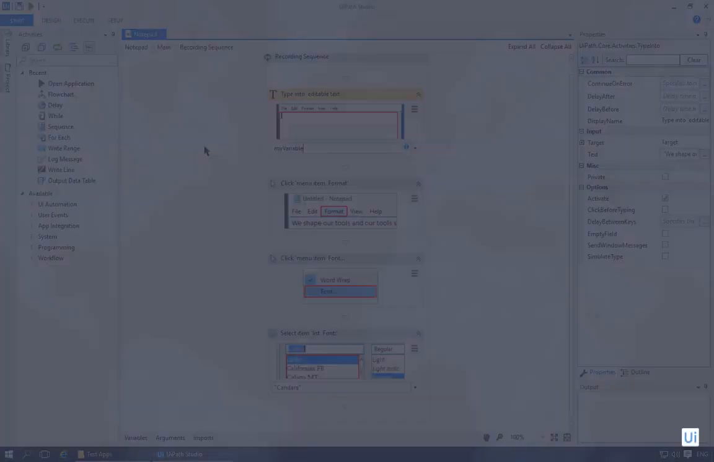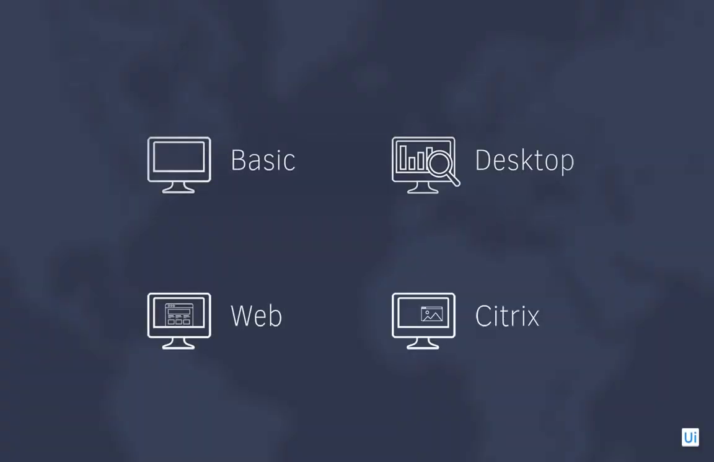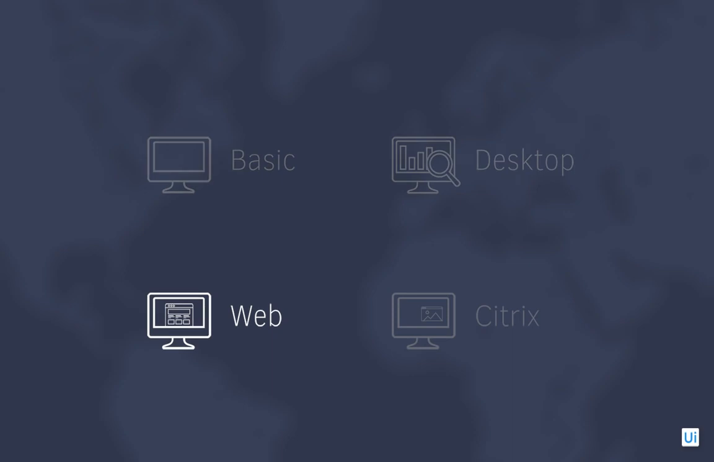UiPath has 4 types of recording: Basic, Desktop, Web, and Citrix. Basic and Desktop are almost identical in behavior, with a small difference that we'll learn about in a minute. They're used for recording most desktop applications that you may work with. Web recording is very similar to the first 2, but made for the specific requirements of browsers and web apps. And Citrix is for recording virtual machines, VNC, and of course Citrix environments.